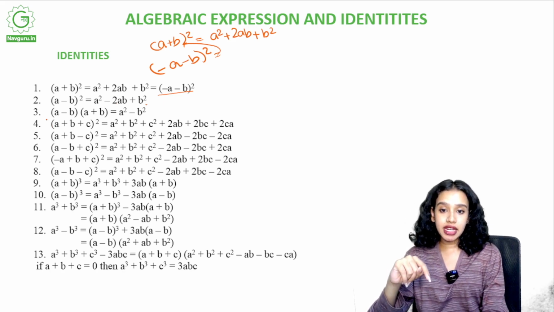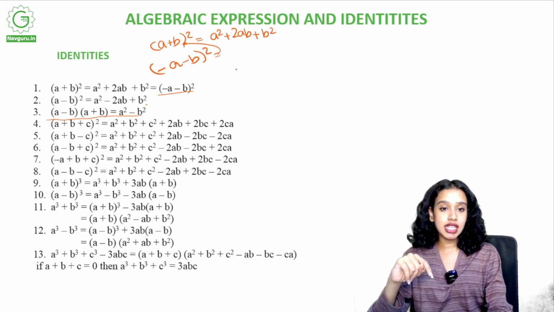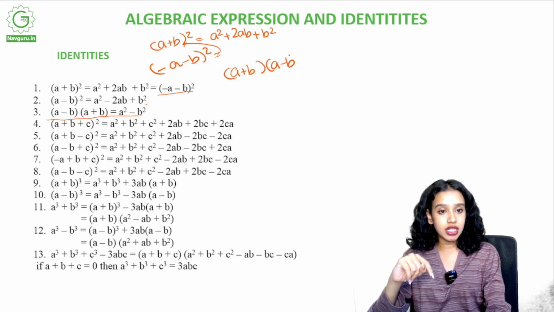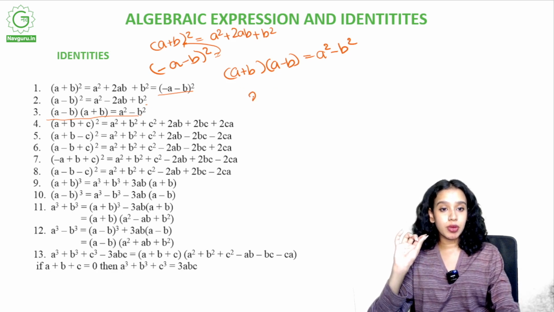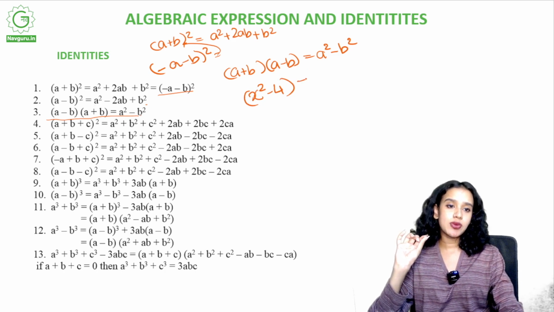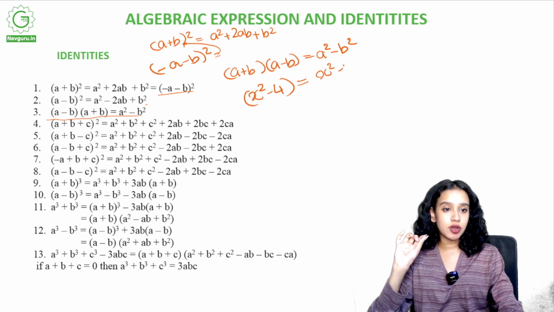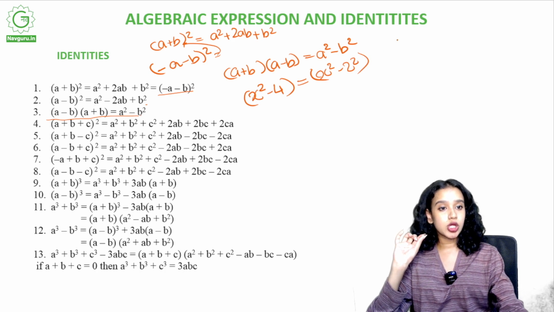Now, this is a very important formula, which is a plus b into a minus b is equal to a square minus b square. This is a very important identity. That is, if we get an expression like x square minus 4, we could actually split this up as x square minus 2 square, which would be equal to x plus 2 into x minus 2.